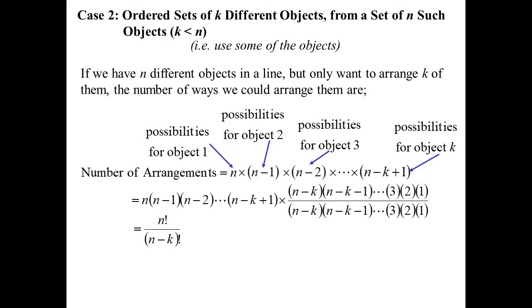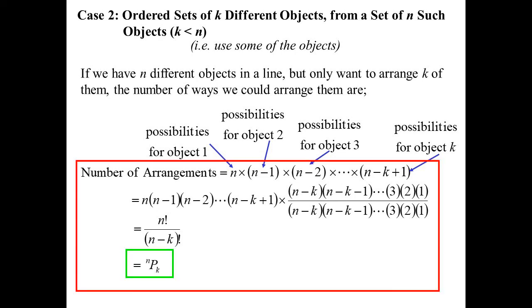But thanks to the wonders of modern technology, there's an even easier way of doing it. nPk, and there is a button on your calculator. Okay, I think it's either on the multiplication or the division. Looks like on my one it's on the multiplication button. But it's still important that you know where that came from, because again, if they're using algebra instead of numbers, you can't use your calculator to work it out. So, number of ways we can arrange all the objects divided by the number of ways we could arrange the objects that we didn't end up using.